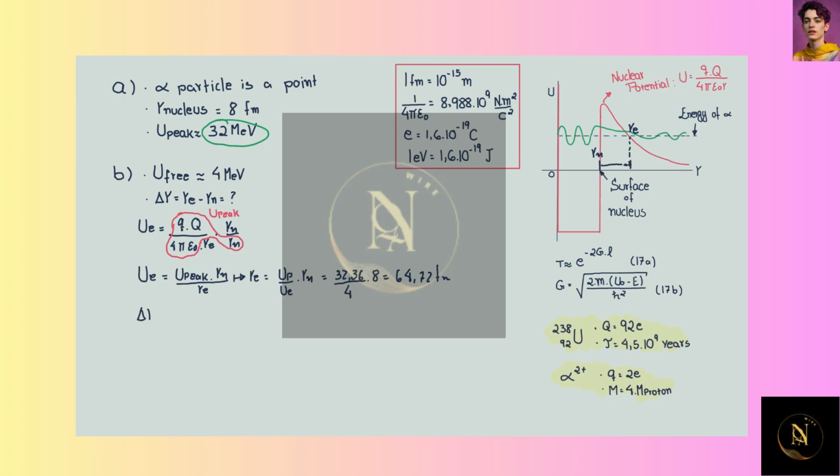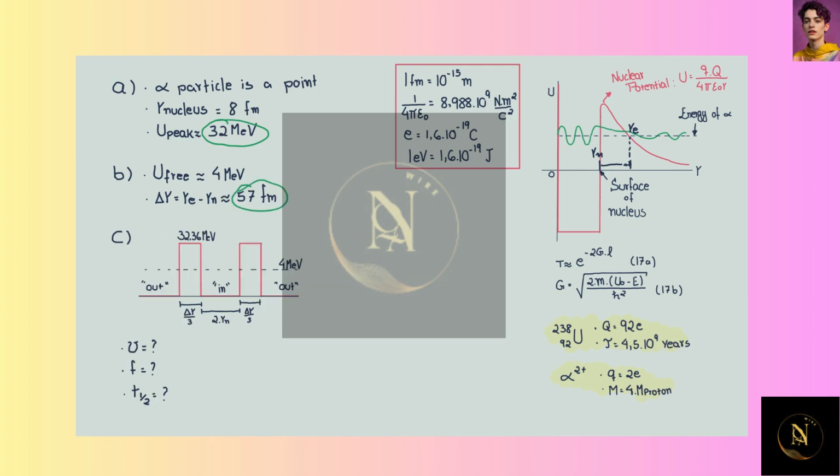Now, all we have to do is evaluate the width of the barrier. So, delta R is equal to 64.72 minus the radius of the nucleus, which is 8, and this results in approximately 57 femtometers. And this is the answer to the second item of this question. Before proceeding to the next item, let me organize my board again.